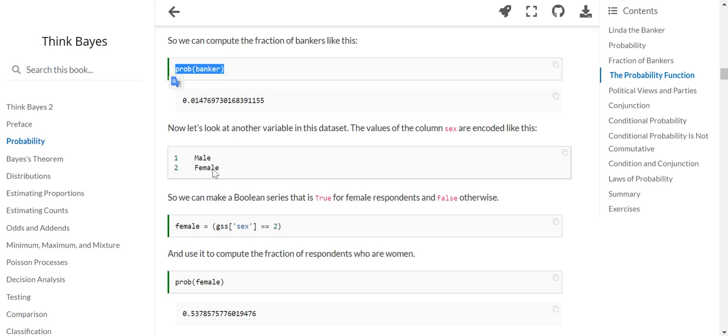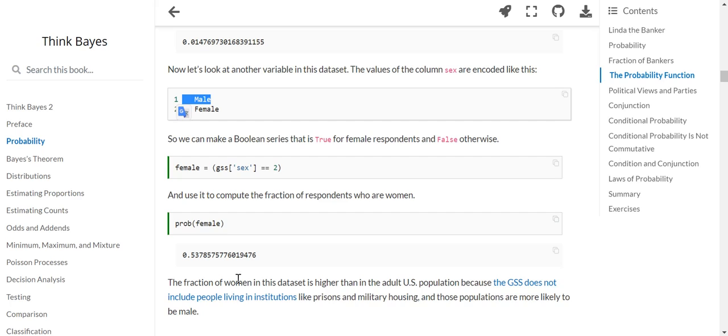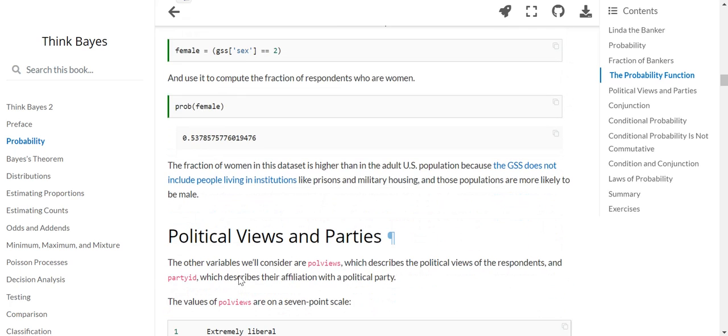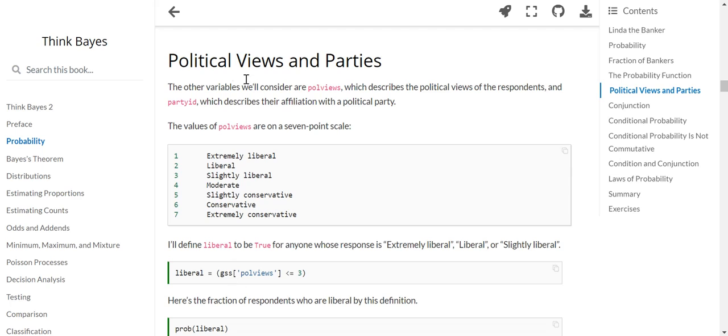Now one was male and two was female. So if the probability of female is being checked, it is 0.53. The fraction of women in this data set is slightly higher than the adult US population, because the GSS does not include people living in institutions like prisons and military housing, and these populations are more likely to be male. Okay, political views and parties.